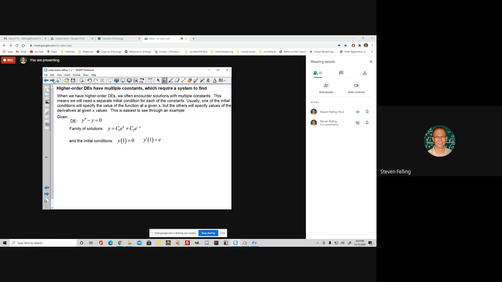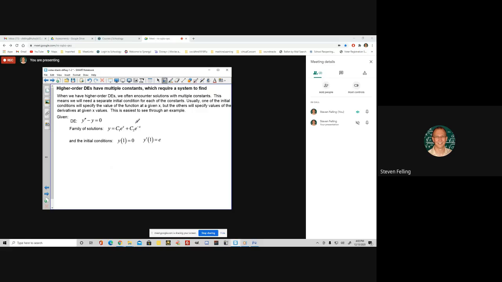All right, if you have higher order differential equations with second or third derivatives, then typically there's more than one constant, one for every number in the order. So let's say, for example, we had this differential equation, y double prime minus y equals 0. And we'll find out later in the course that the solution to this style of equation is a family of solutions of the form y equals one constant times e to the x plus a different constant times e to the negative x. So if we knew that, but we also knew the initial conditions that y when x is 1 is 0, and the derivative of y when x is 1 is e, that would give me enough information to be able to fix the two constants to get the particular solution.